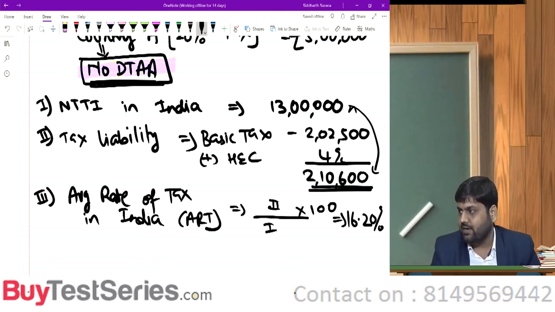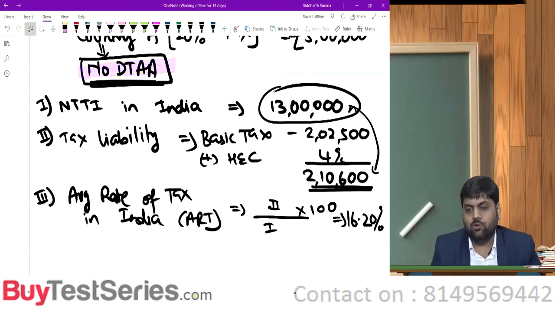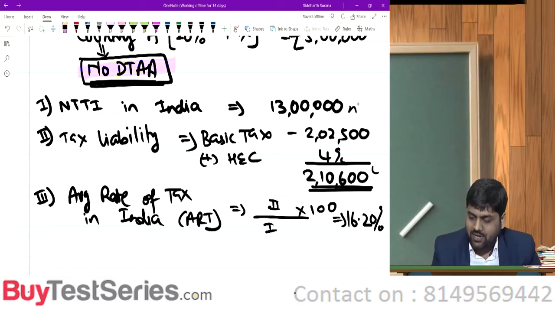Average rate of tax in India is 16.2%. If you pick up 13 lakh on your calculator and apply 16.2%, you will directly get this answer. That means in India, your 13 lakh has suffered tax at 16.2%.